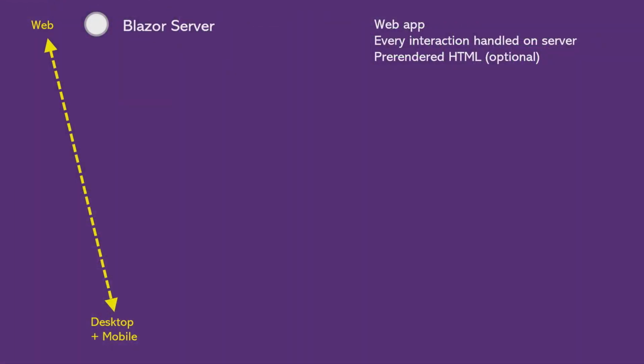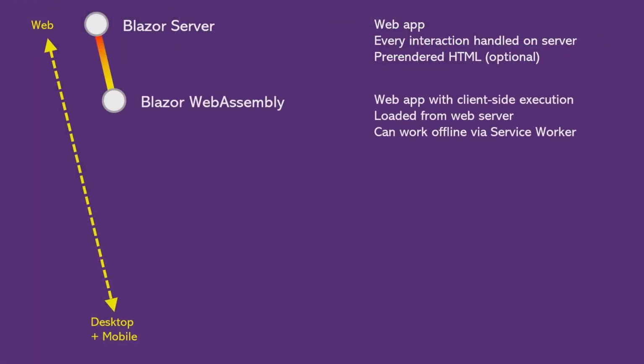Okay, so what's the next step on adding more native-like capabilities to our Blazor application? Well, the next step is Blazor WebAssembly. Blazor WebAssembly apps run in the browser on a WebAssembly-based .NET runtime.